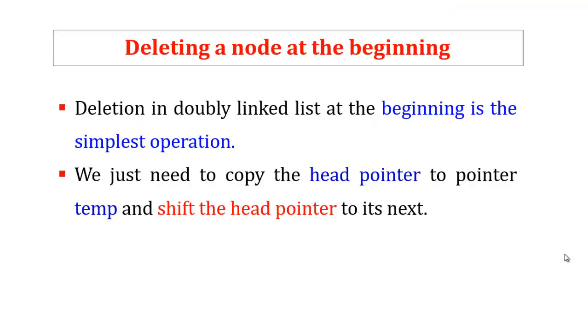So how are we able to delete an element in a given linked list? We have to check the conditions. What is the simplest condition? Deleting in a doubly linked list at the beginning is the simplest operation. We just need to copy the head pointer to pointer temp and shift the head pointer to its next. Okay, this is the algorithm.